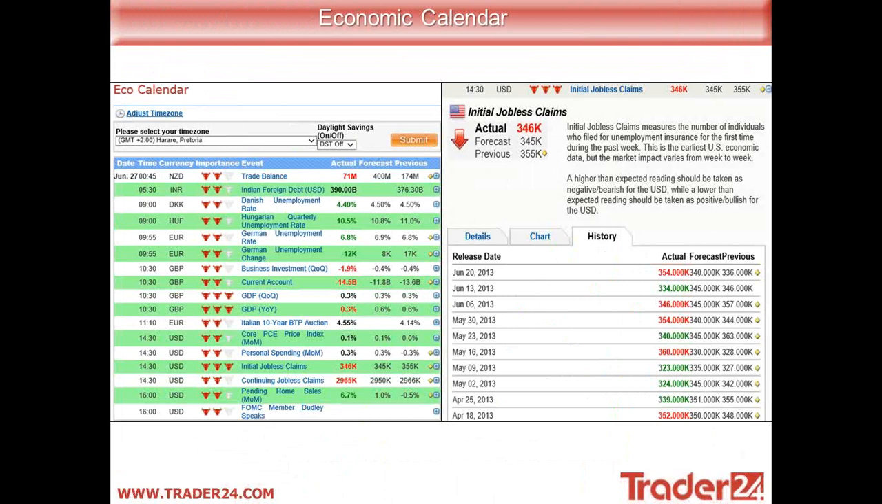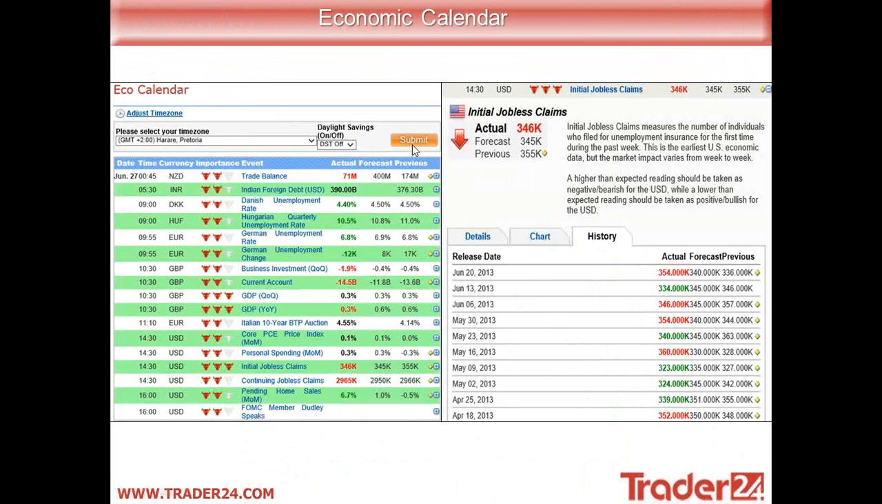All right, so where do I find out about all of this news data and when it's coming out? You will find it on an economic calendar. This one you will find on our website under research on our homepage. If we just have a quick look here, we can make sure it's adjusted to our time zone. You'll see up on the top left-hand side here, we've got GMT +2 Harare Pretoria time, DST off, which is daylight savings time. We will click submit.